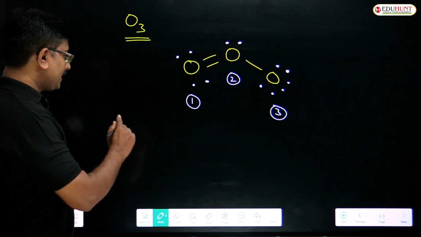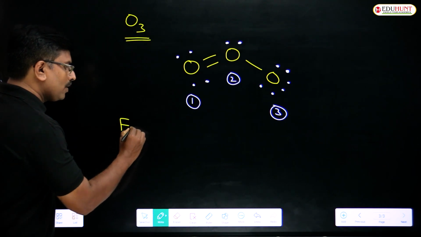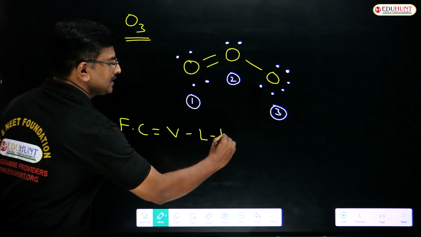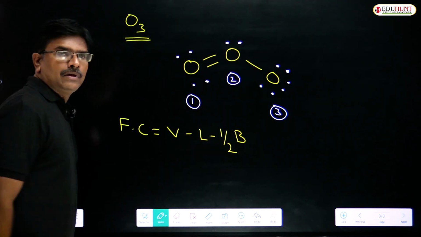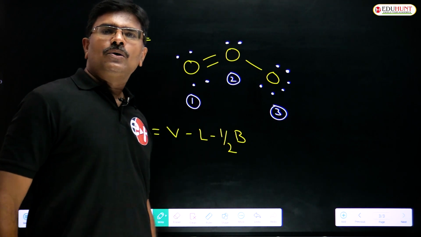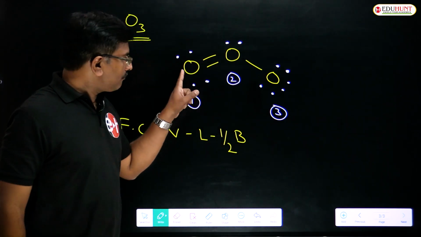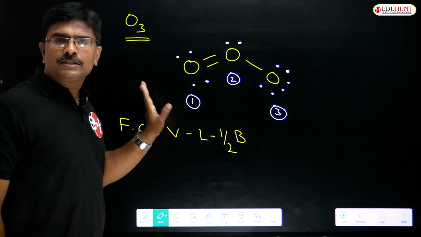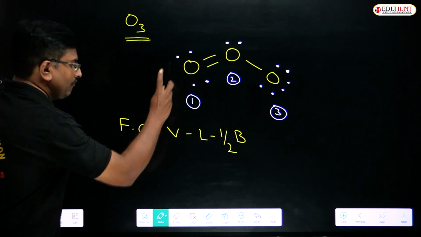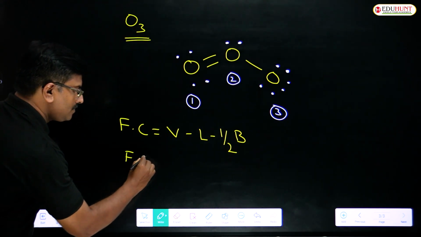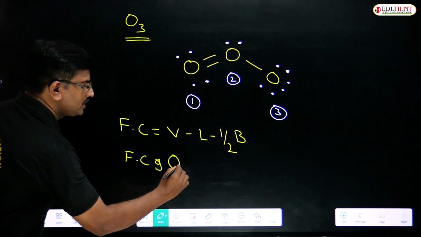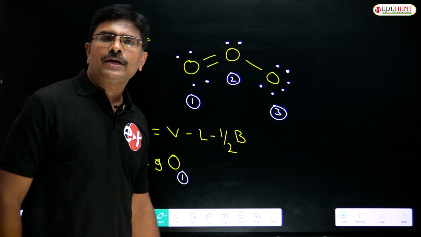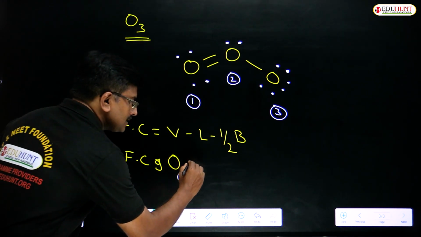So first of all, let us write the formula. Formal charge is equal to V minus L minus half into B. Okay, this is our formula now. So now let us calculate the formal charge of this particular oxygen. See how simple this is. The formal charge of oxygen 1, the first oxygen, we are going to calculate now.